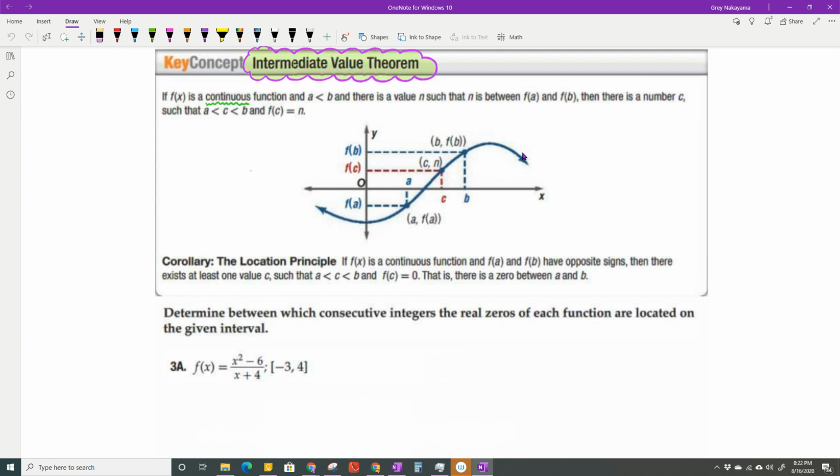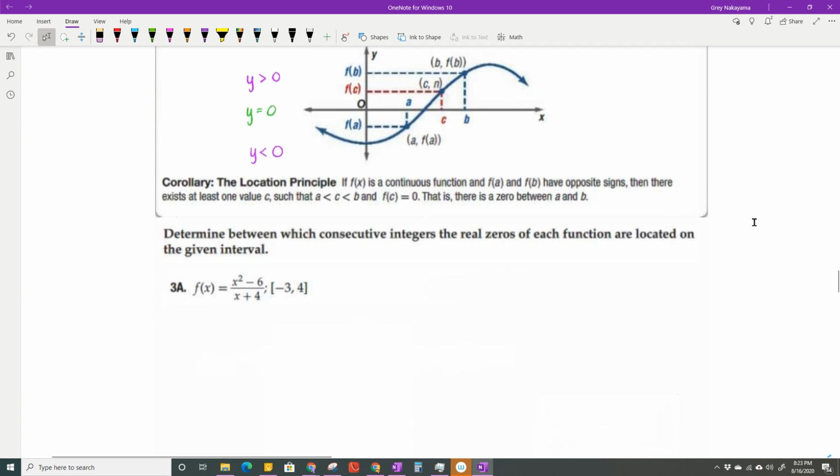First of all, you all know that the x-axis is y equals 0. If I go above the x-axis, y is positive. If I go below the x-axis, y is negative. The whole point is if I know that I have a negative value and then a positive value, then there has to be some number in between A and B. One of the best applications of it is if I go from a negative to a positive or from a positive to a negative, then I have to cross the x-axis. So we use this theorem to locate zeros from a table.